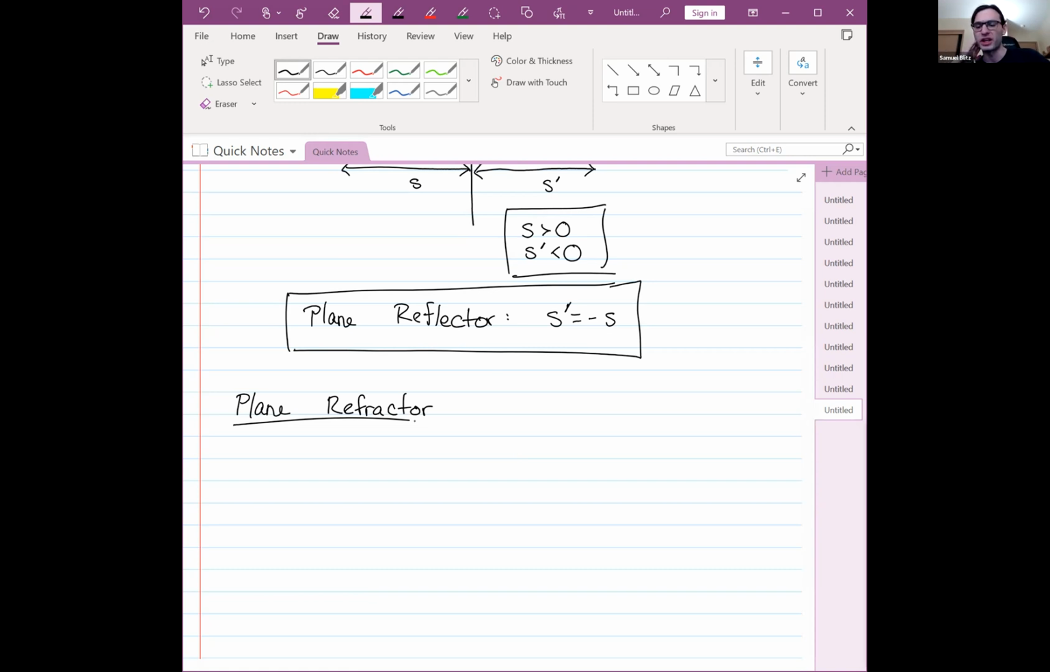Can you explain the position of the light source in relation to the sign convention? When you say position of the light source, do you mean the object, or do you mean what's actually producing light? Like if there's a light bulb in the room.